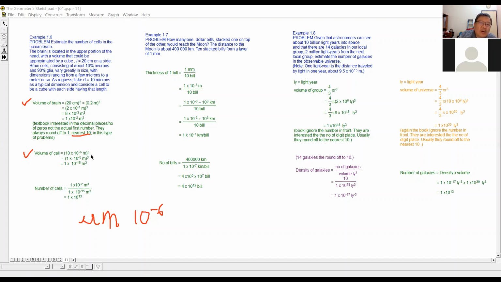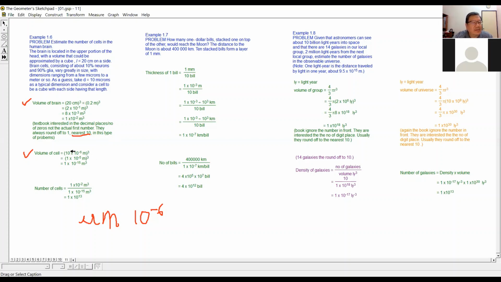Then, this is the volume of the brain. We need to find the volume of the cell. This is given by the book: the size is 10 micron. Micron means 10 to the power of negative 6. It is actually micrometer. So 10 micrometer means 10 times 10 to the power of negative 6.